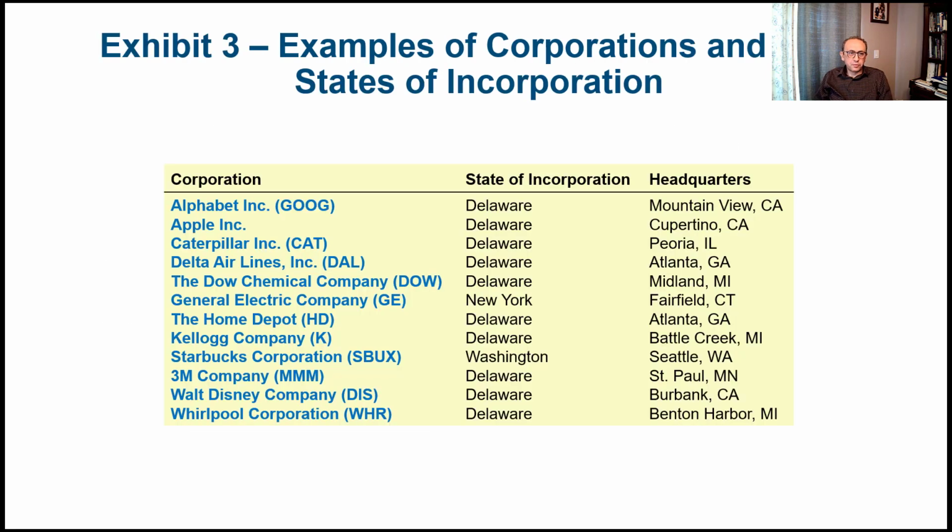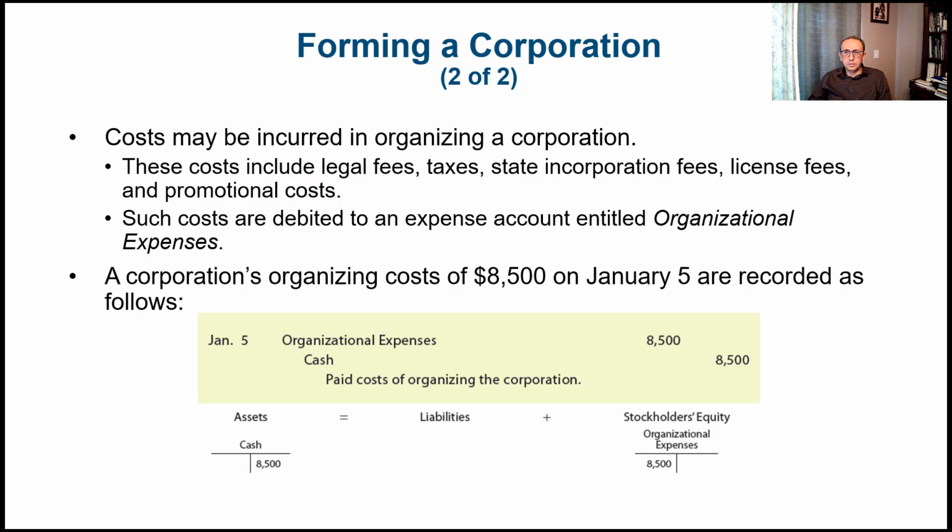And here we have an example of some well-known companies like Alphabet, for Google, Apple, Caterpillar, Delta Airlines. And you see that most of these are incorporated in Delaware. A few of them are incorporated in the states where they have their headquarters. For example, Starbucks. Their headquarters is in Seattle, Washington, and they are incorporated in Washington. General Electric, or GE, one of the old companies, was actually headquartered in Connecticut, but it's incorporated in New York.